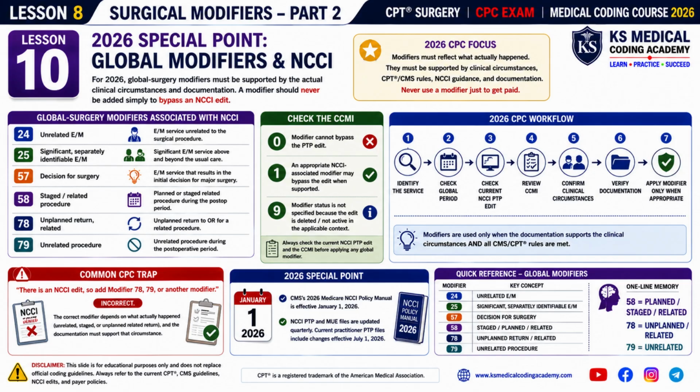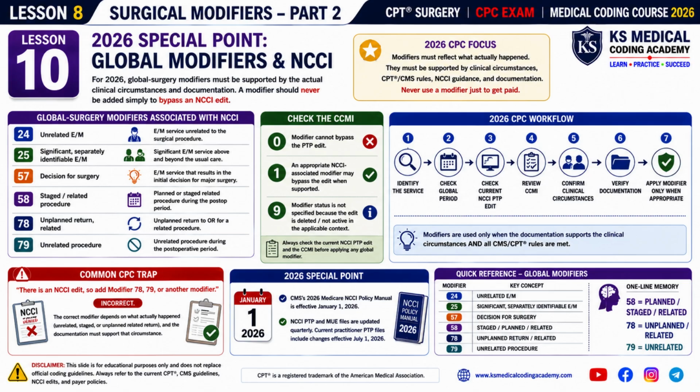When an NCCI procedure-to-procedure edit applies, check the correct coding modifier indicator, or CCMI. CCMI 0 means the edit cannot be bypassed with an NCCI-associated modifier. CCMI 1 means an appropriate modifier may bypass the edit when the clinical circumstances support it. CCMI 9 indicates the modifier status is not specified because the edit is deleted or not active in the applicable context.